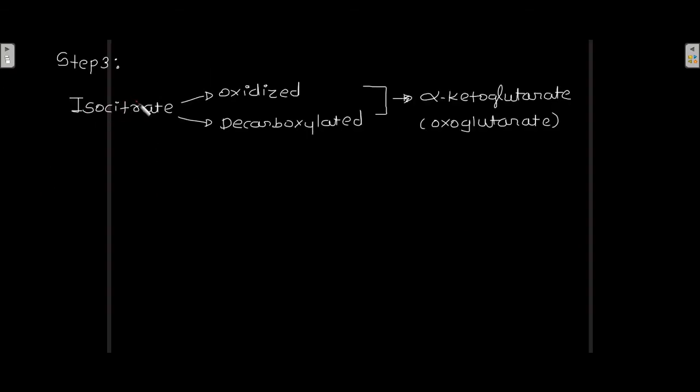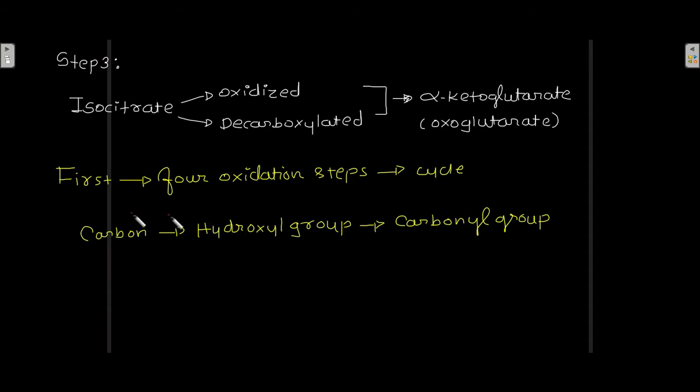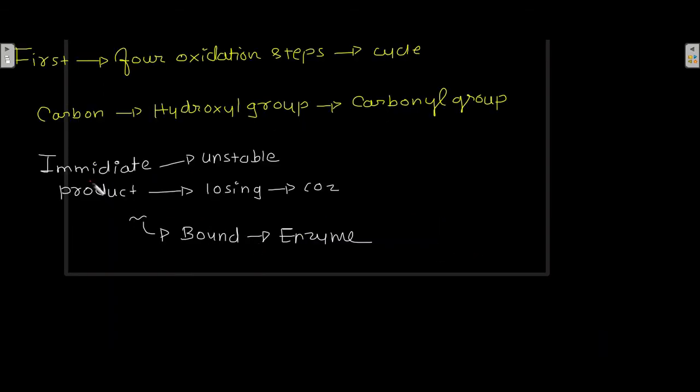Now in step 3, isocitrate is oxidized and decarboxylated into alpha-ketoglutarate. Isocitrate is converted into alpha-ketoglutarate in step 3. In the first of the 4 oxidation steps of the Krebs cycle, the carbon carrying the hydroxyl group is converted into a carbonyl group. The immediate product is unstable, losing carbon dioxide but still bound to the enzyme.